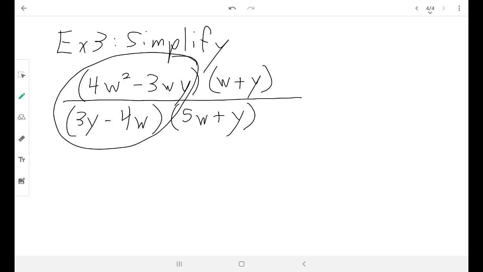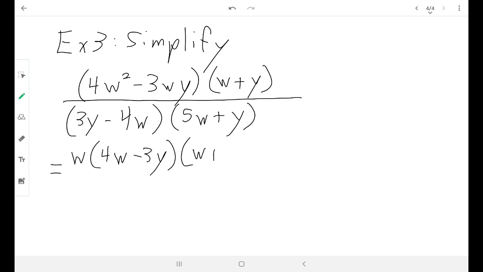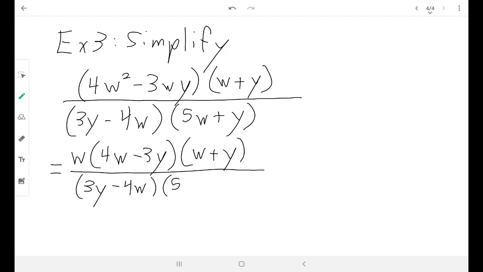On the other hand, for those two, notice that there's a w squared there and a w there, and so I could factor a w out to the front of that and have w times (4w minus 3y) times (w plus y), all of that over (3y minus 4w) times (5w plus y).